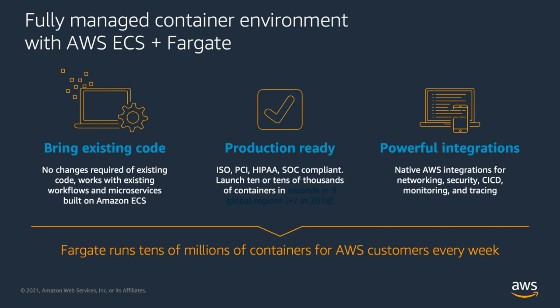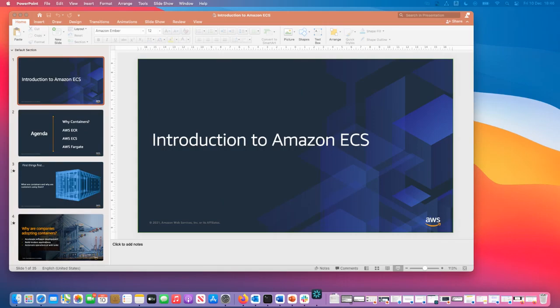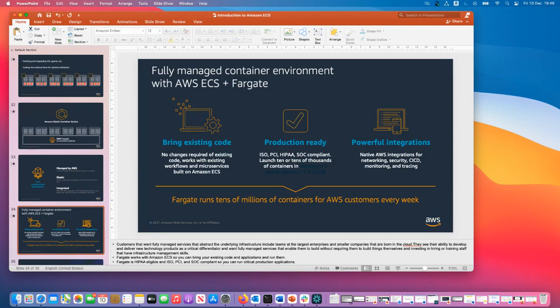AWS ECS plus Fargate offers you a fully managed container environment. So basically, what you need to do is bring your existing code, and you get clusters that are production ready. It is ISO, PCI, HIPAA, SOC compliant, a multitude of those security certifications, and it offers you powerful integrations with native AWS services like networking, security, CI/CD, monitoring, and whatnot. So let me do one thing: let me show you a bit of the screen. How does it look?